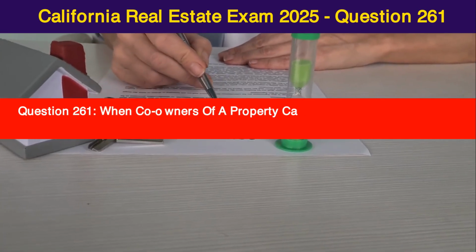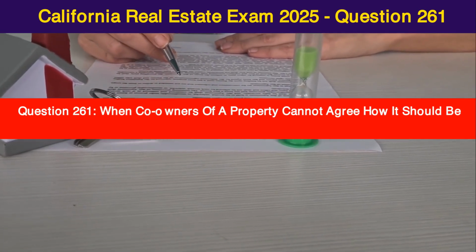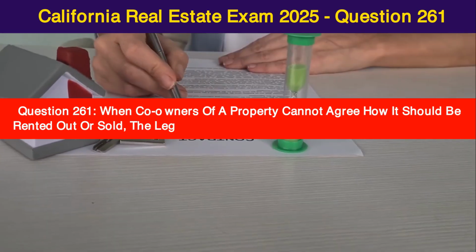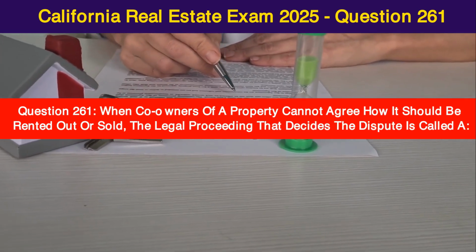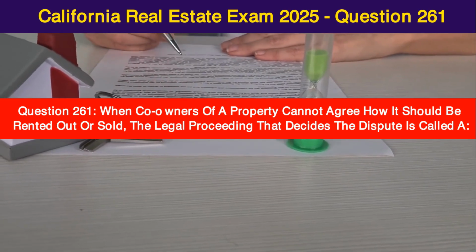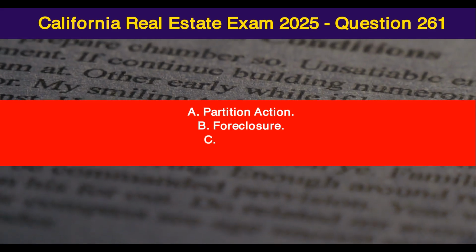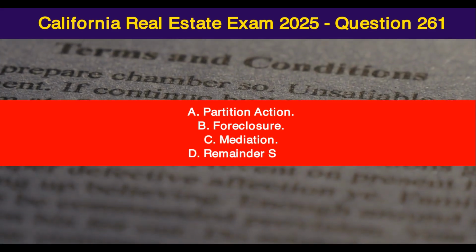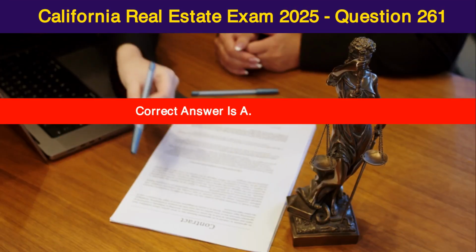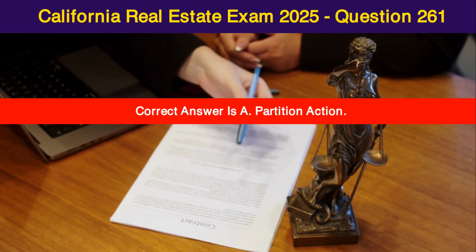Question 261. When co-owners of a property cannot agree how it should be rented out or sold, the legal proceeding that decides the dispute is called A. Partition action. B. Foreclosure. C. Mediation. D. Remainder suit. Correct answer is a partition action.